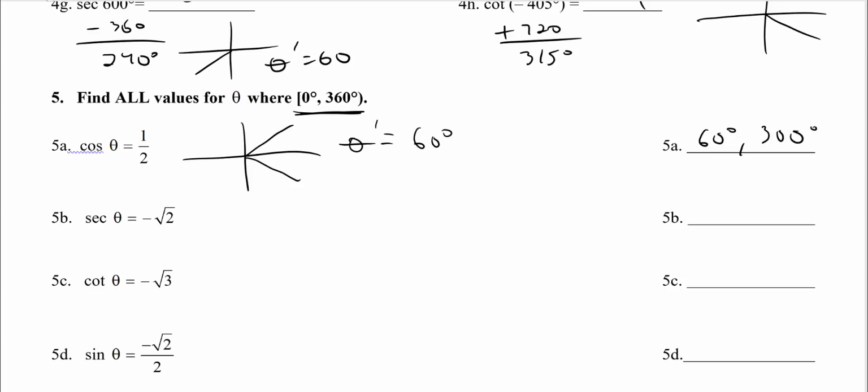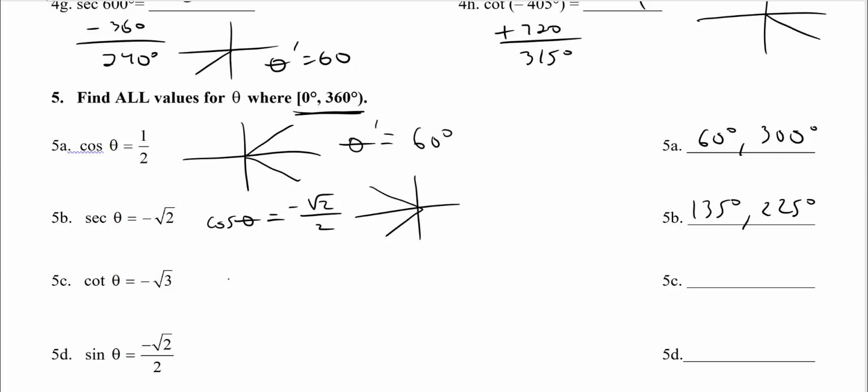Okay? I'm not good with secant of theta is equal to -√2. So I'm going to write this as cosine of theta is equal to the reciprocal of that, so -√2/2. Now I'm good with that. Cosine again is negative here and here. The reference angle is 45 degrees, so that's going to be 135, and then going down is 225.